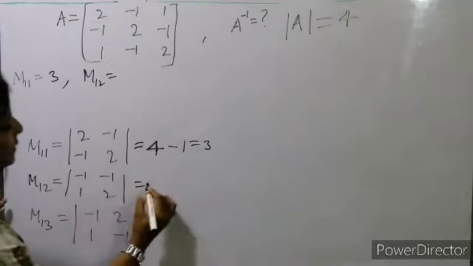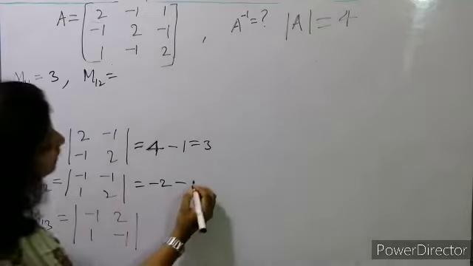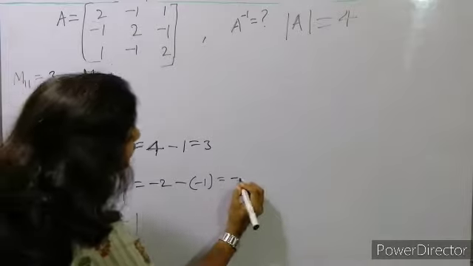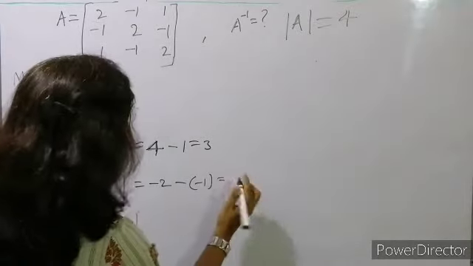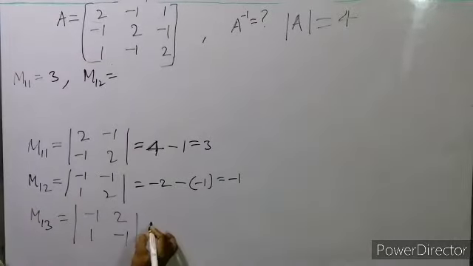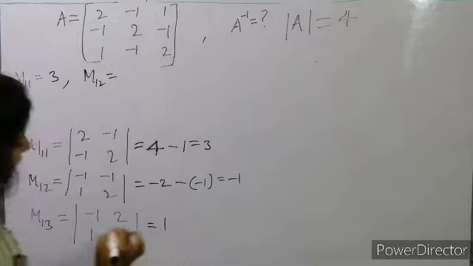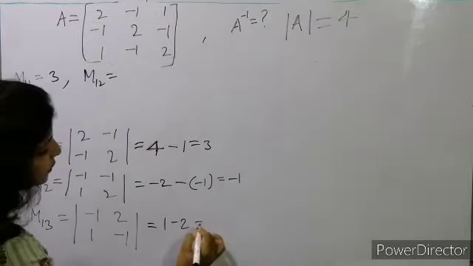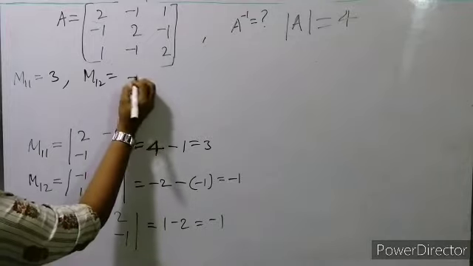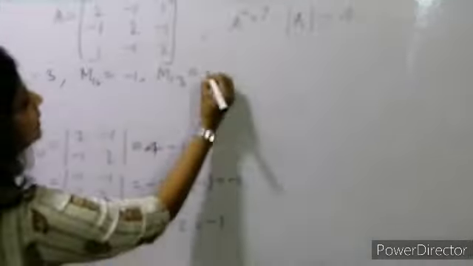Now the value of M12: 2 into -1 is -2, and minus 1 into -1 is 1. So what will this be? -2 plus 1 is -1. Now the third one, 1 into -1 into -1 plus 1, -2 -1. Okay, so the value of M12 is -1, the value of M13 is -1.